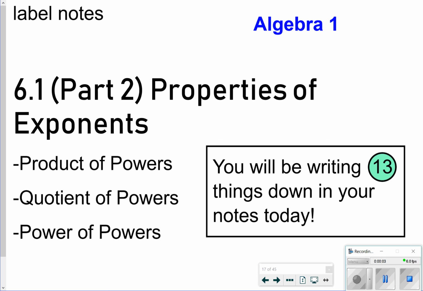Today we're looking at 6.1 Part 2. This is still properties of exponents, but now we're going to be focusing on the product of powers, quotient of powers, and powers of powers. It is a lot of powers things. We are going to be writing down 13 things in your notes. It does seem like a lot, but it's a lot of easy, just using your rules and properties to answer questions. So let's go ahead and get started.